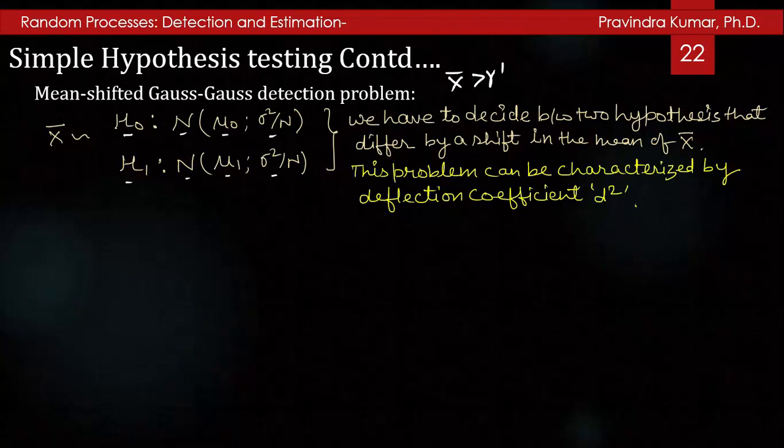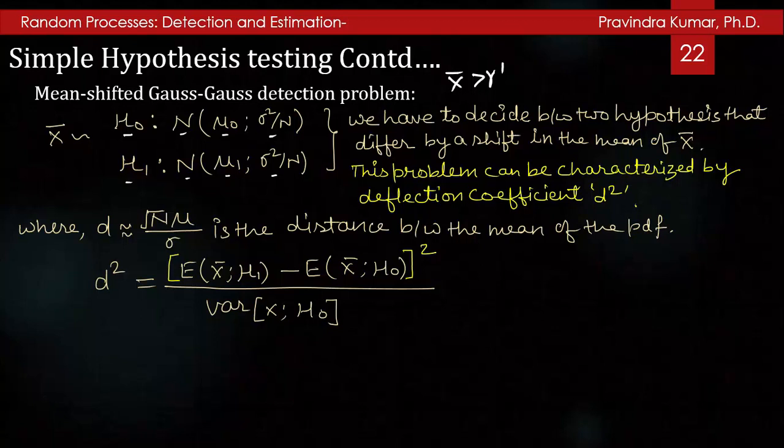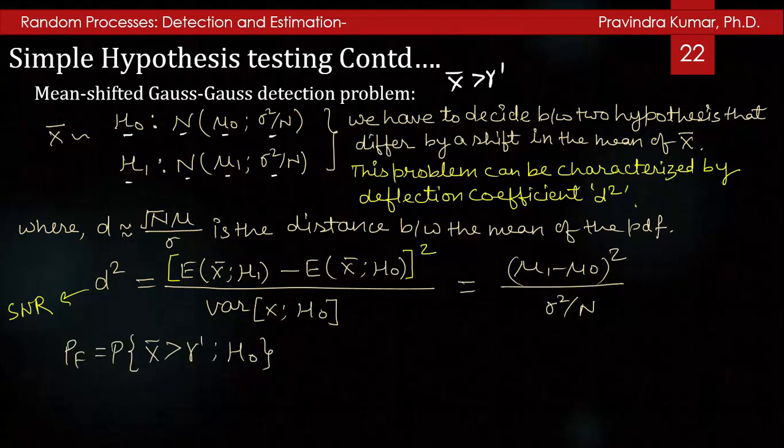the detection performance can be characterized by the deflection coefficient d square, where d is approximately under root n mu by sigma. It is the distance between the means of the PDFs under the two hypotheses, so the deflection coefficient can be expressed as the difference between the mean under hypothesis H1 and under hypothesis H0, whole square, by the variance under hypothesis H0. So it will be mu1 minus mu0 whole square upon sigma square by n. This deflection coefficient d square is known as the signal to noise ratio.